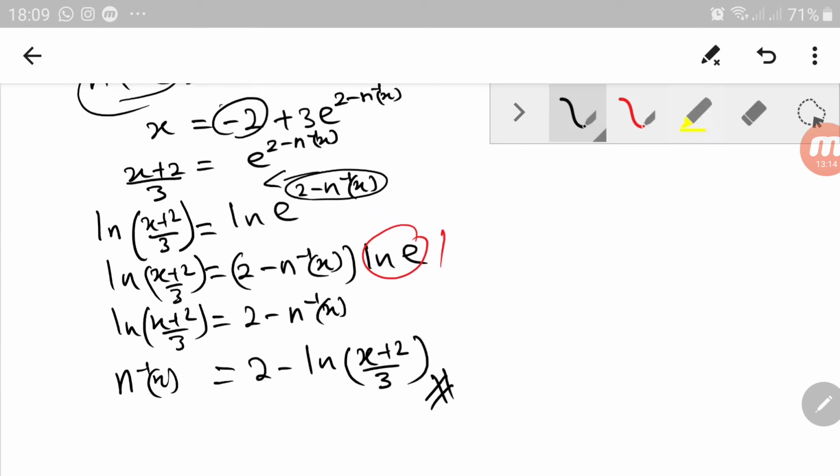What else? Yeah, I think that's all. That's enough for introduction of inverse.